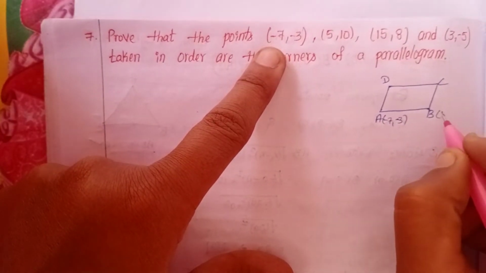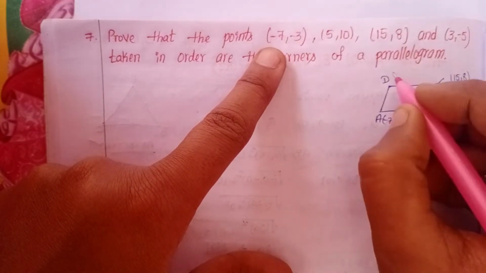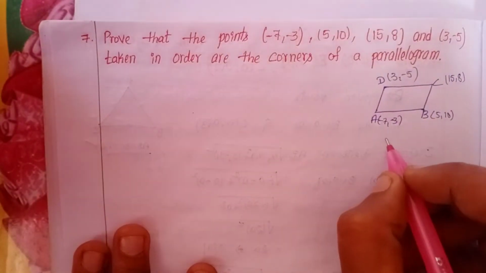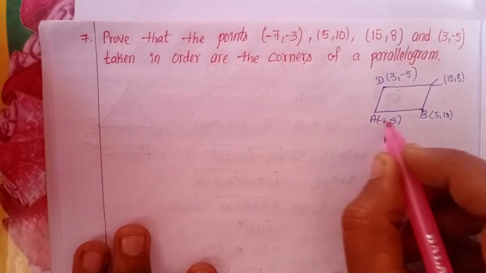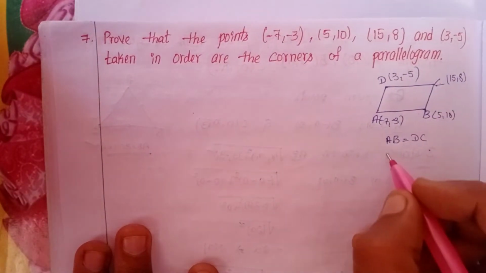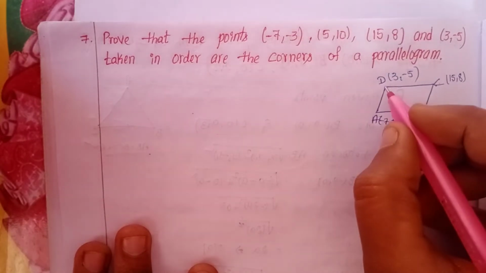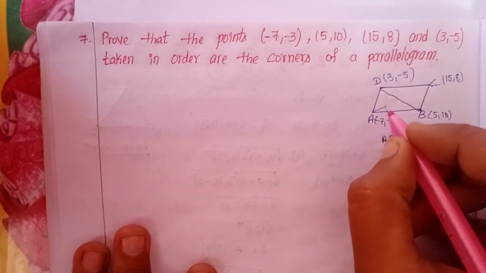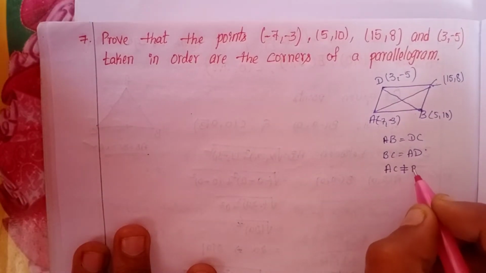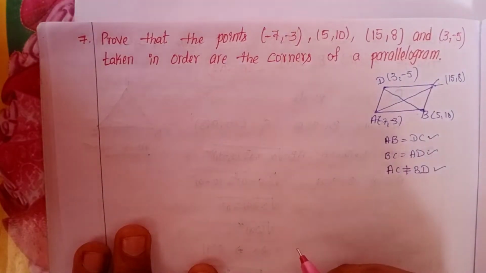The points are (-7, -3), (5, 10), (15, 8) and (3, -5). So you find out that the AB distance is equal to the DC distance, and the BC distance is equal to the AD distance, and for the diagonals, AC is not equal to BD. So you solve like that.